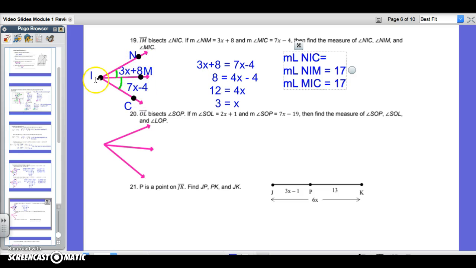Now, NIC is going to be those two together, so we can actually just add those two numbers together and know that it's 34 degrees. So all of these measurements right here are degrees. Number 20. We're going to run out of time, so watch the next video.